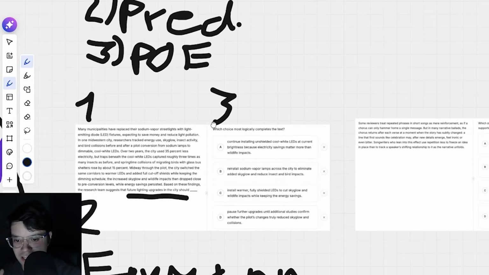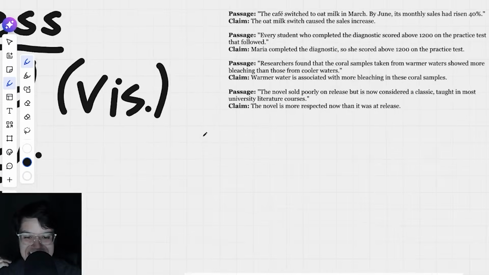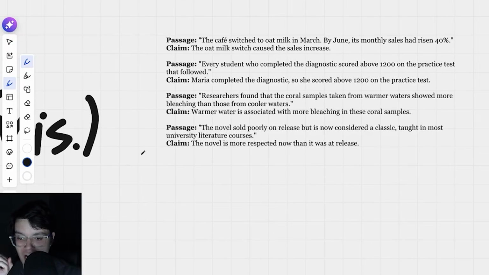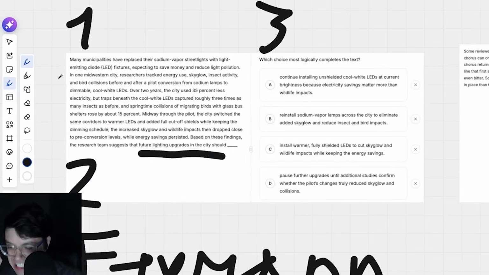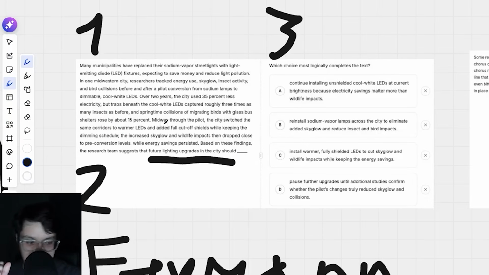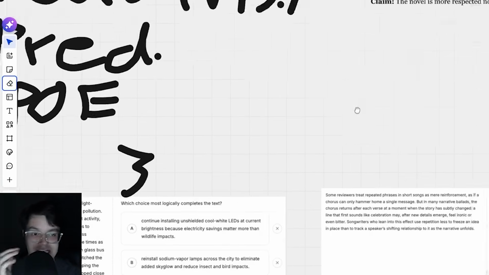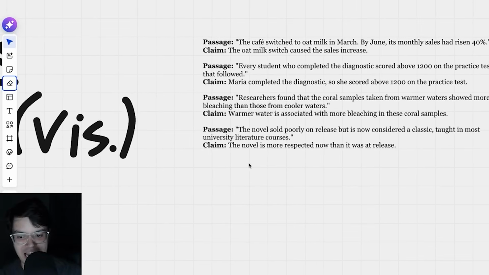And just to explain what I mean by this, you're trying to find a choice that is entirely supported by the passage. When I say supported, I don't literally mean that it has to have the exact same wording in the passage. I just mean the idea has to be present in the passage in some way. There has to be something in this that would suggest the idea that's said here for every single thing said in the choice.